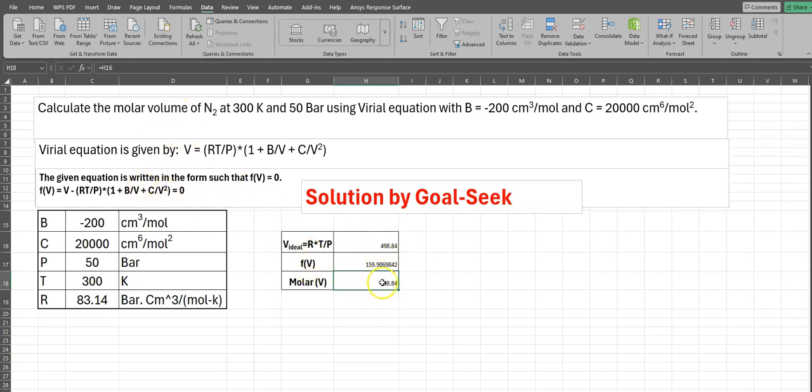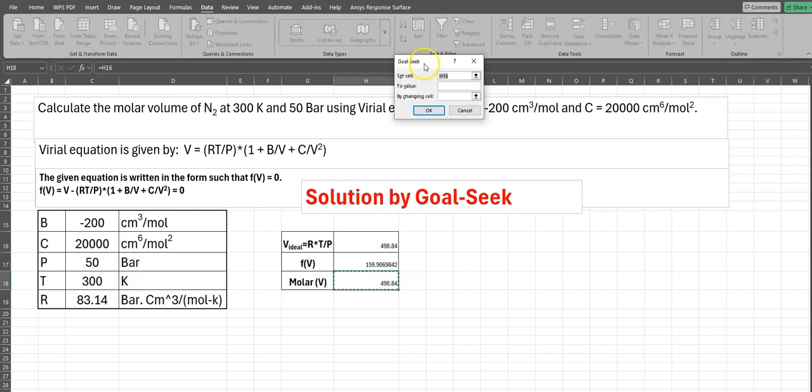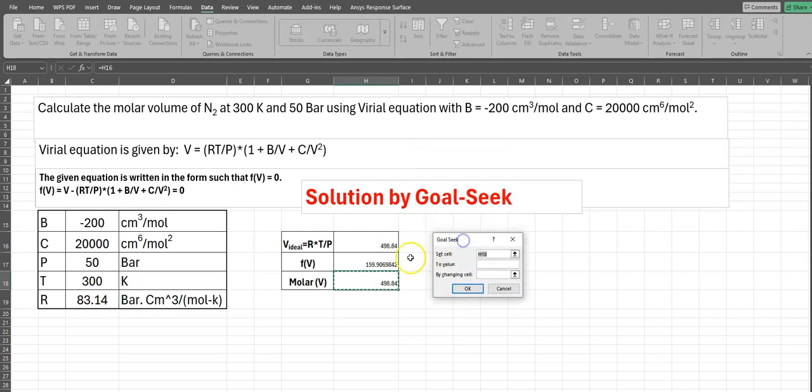So now what do I have to use? I have to use goal-seek. So first, how will I use that? I have to go to Data, and then What-If Analysis. From here I am clicking Goal Seek. So now here, set cell. Set cell means the f(V) value that I calculated. So that is my set cell. To value will be 0, by changing this cell, so that value should be changed.